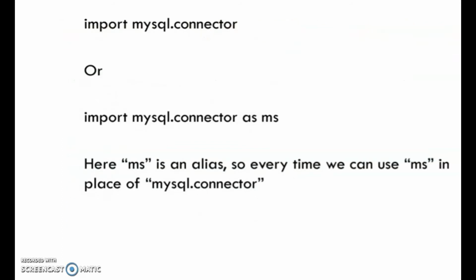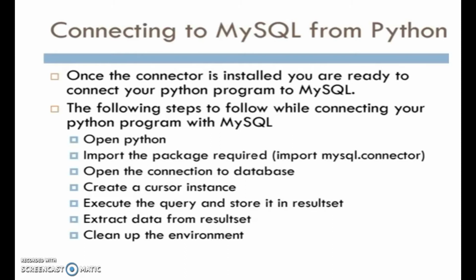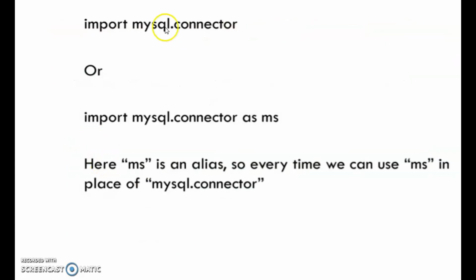Then the first one, open Python. Then import the package required, that is import mysql.connector. So this is the syntax to import, that is import mysql.connector. Otherwise, you can write import mysql.connector as ms. So this ms is an alias name that represents mysql.connector. Okay, so instead of using mysql.connector, you can simply write ms. So this ms is an alias name given for mysql.connector.